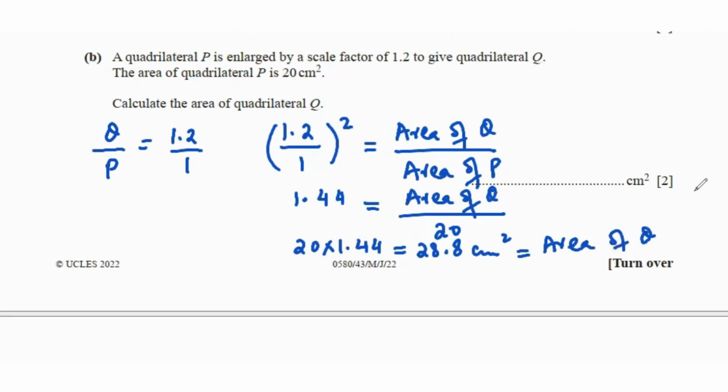This question was basically using the concept of similar shapes, how the square of the ratio of lengths is equal to the ratio of your corresponding areas. And if they were talking about volume, then you would cube the ratio of length and put it equal to the ratio of the volumes of both the shapes.